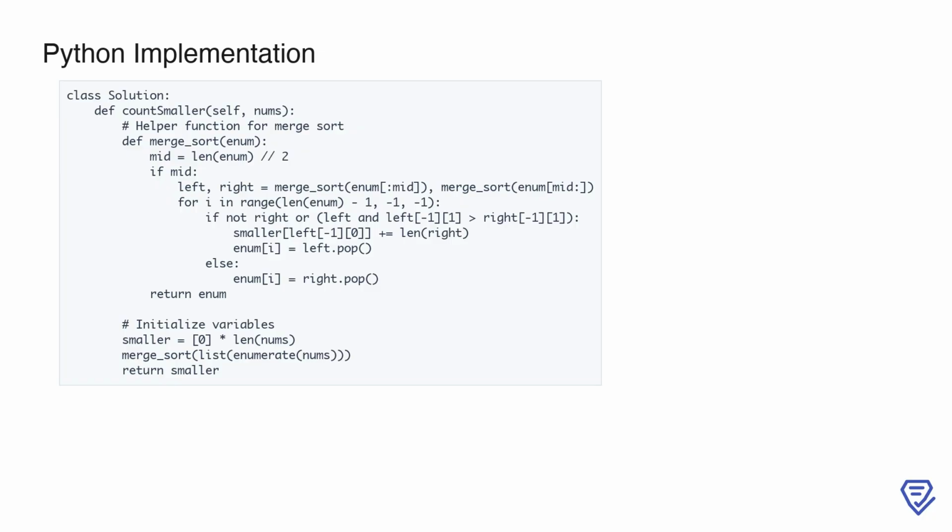The smaller list is used to store the count of smaller numbers for each element. The enumerate function is used to track the original indices of the elements, which ensures that the counts are recorded in the correct order. The overall time complexity of this approach is n log n, due to the divide and conquer nature of merge sort. This is much more efficient than the naive n squared approach, which involves comparing each element with every other element to its right. This implementation is concise and avoids unnecessary complexity, making it suitable for competitive programming and practical use cases. By using the merge sort technique, we efficiently calculate the required counts while maintaining the original order of the elements.